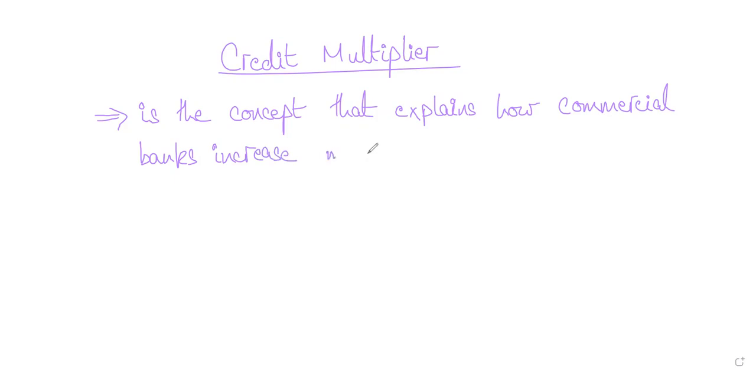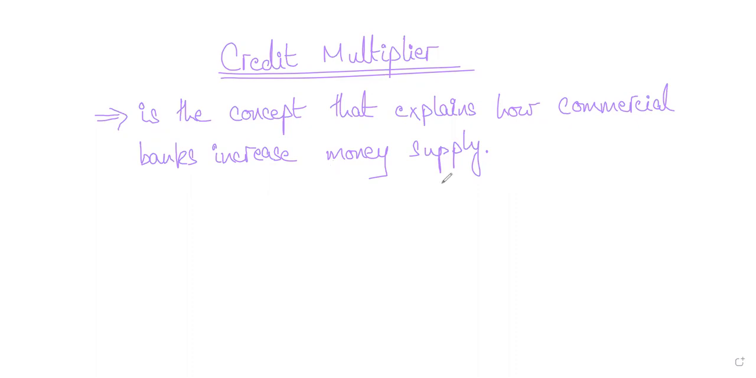Now think about this. What is money nowadays? This is very important for you to understand, right? So money is anything that can help you to buy goods. Let me repeat that. First of all, what is credit multiplier? We have just discussed the definition: credit multiplier is a concept that explains how commercial banks increase money supply, right?